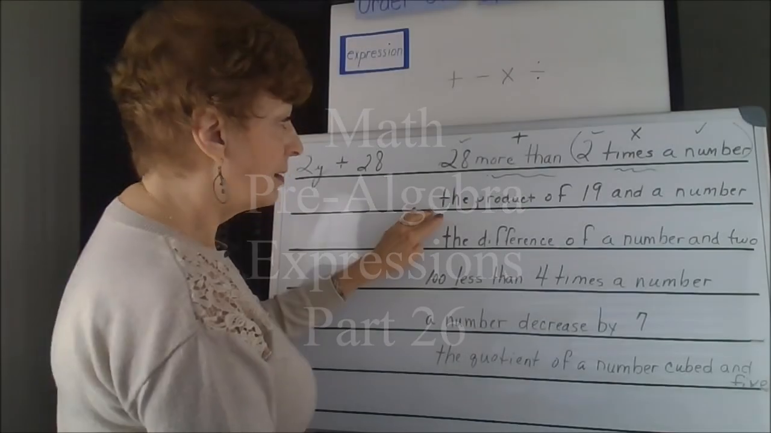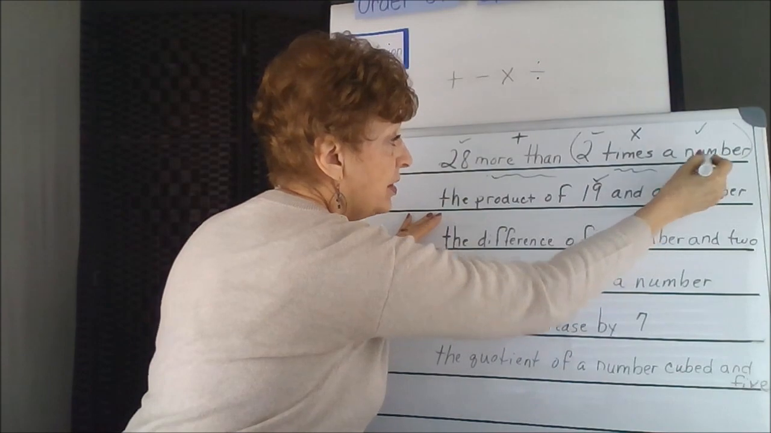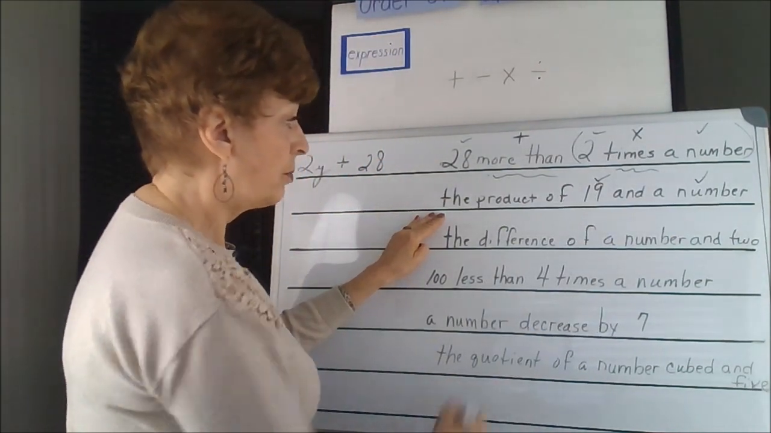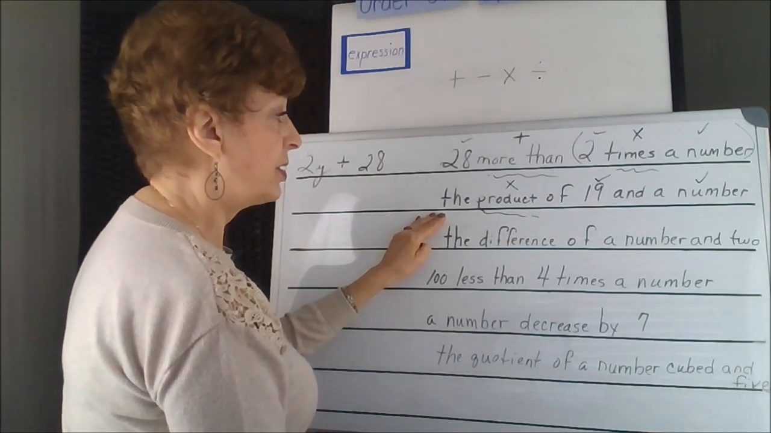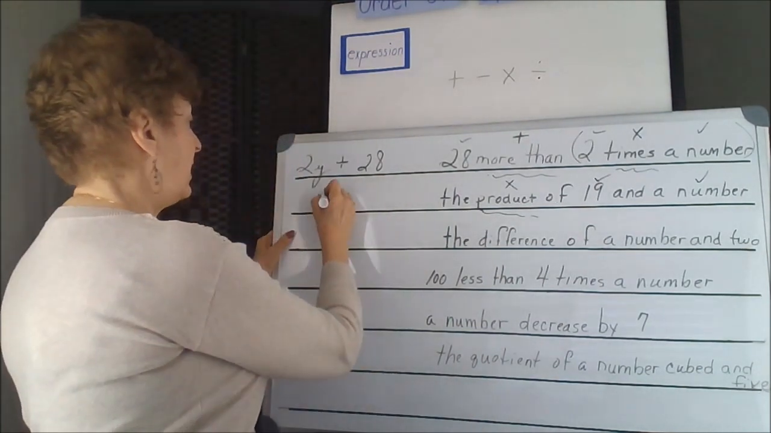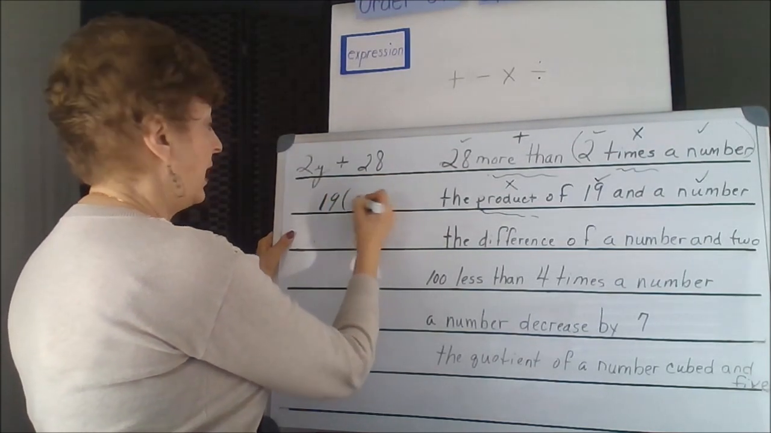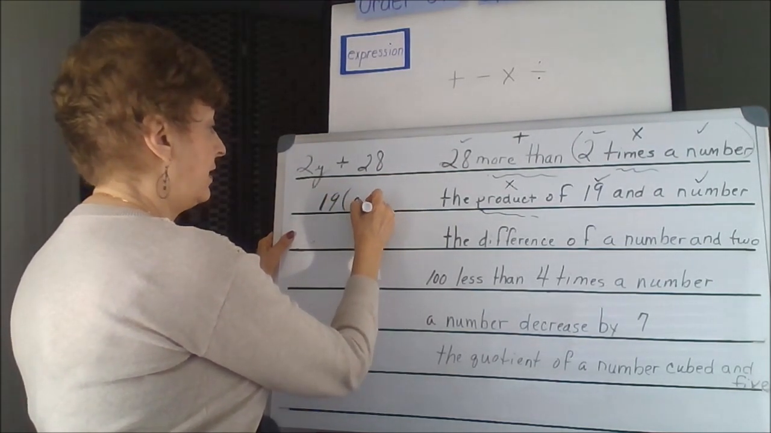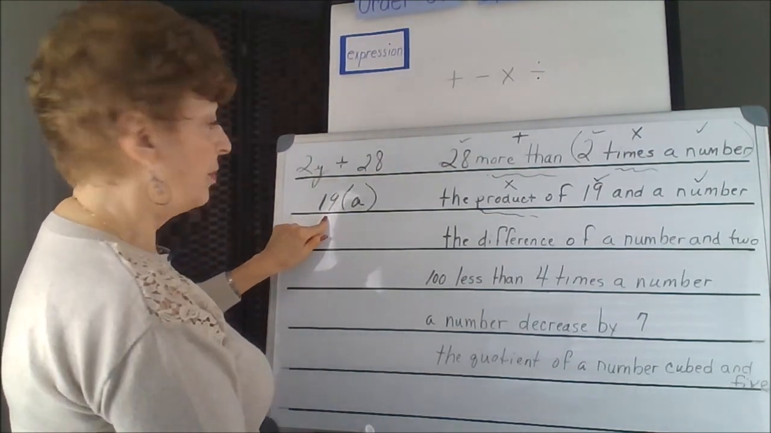The product of 19 and a number. Here's a number and there's a value too. Product makes us think of multiplication. So the product of 19 times a number, let's call it A. I could express it like that with the parentheses.